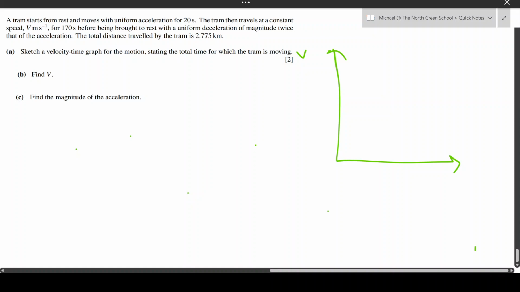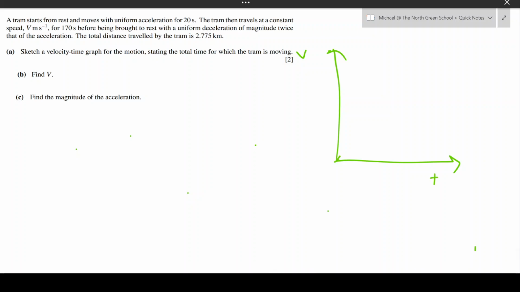So it starts from rest, so it should be at 0 at the start. That's time in seconds, and then velocity in meters per second. It starts at 0, and then it accelerates for 20 seconds, so its speed increases for 20 seconds at a constant rate. So constant gradient there. Then it travels at a constant speed for 170 seconds. So if this was 20, then we add on another 170, this should be 190.